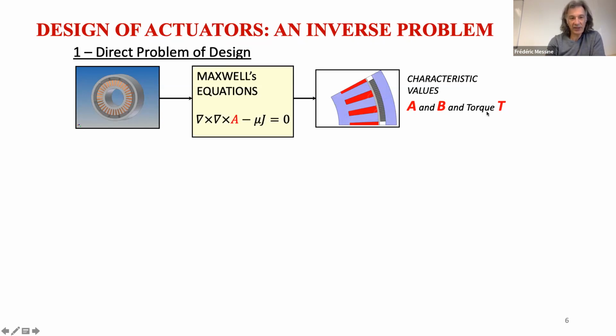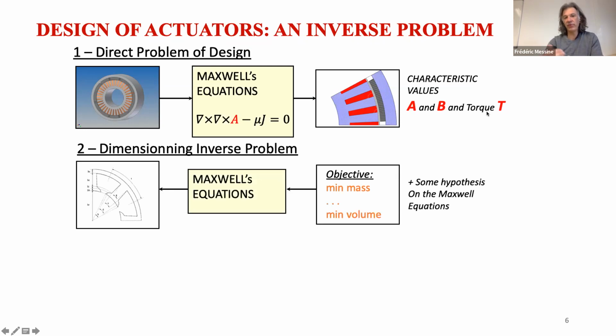But in fact, to design, you have to solve the problem in the reverse way. You have to fix the B, the magnetic flux, or maybe the torque, and minimize maybe the mass or the volume. So you can understand that you have to solve the Maxwell equations in a kind of inverse way. And what you want to have is the design of your best electrical machines, or electrical actuator.